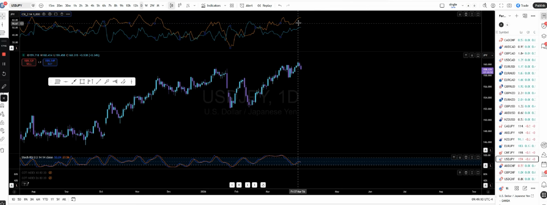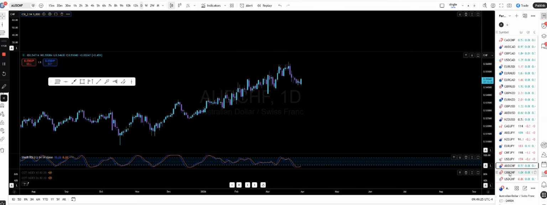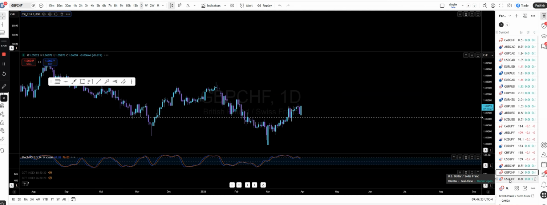Now, they're nowhere near crossing each other. They're both heading upwards. But if the dollar turns and we get a top in the dollar, and then these two cross, this would be a good potential setup in the futures. Nowhere near ready for that right now, but that's just one to watch. Aussie Swiss, both of them are pretty much down in the dump right now. So nothing really going on there.